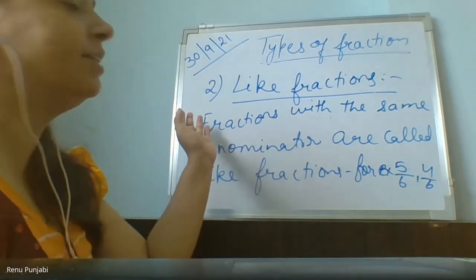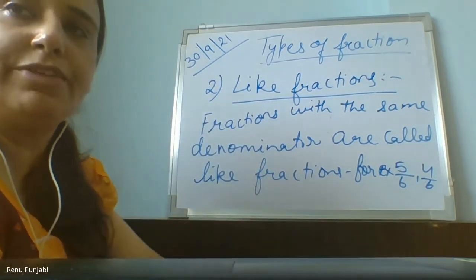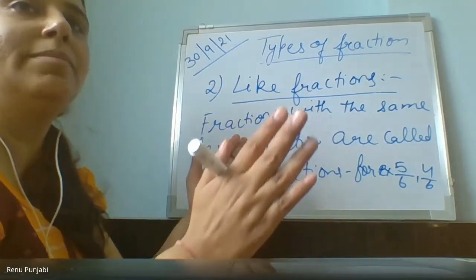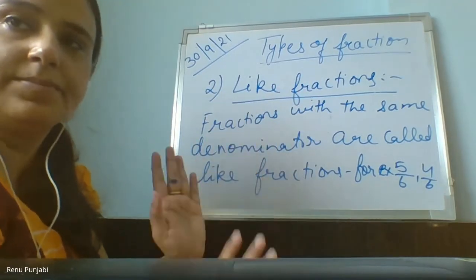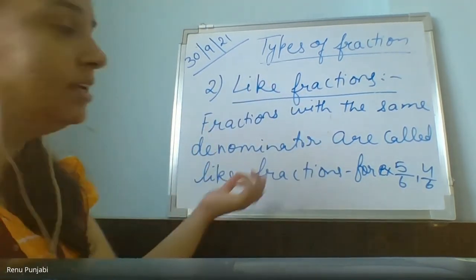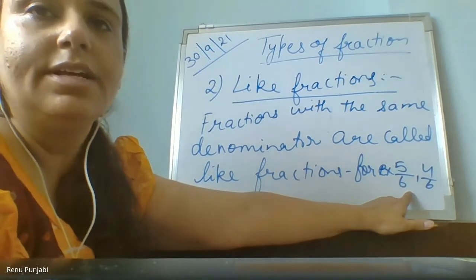Opposite to it will be unlike. Fractions with the different denominator are the unlike fractions. Unlike fraction. Like का मतलब क्या होता है? एक जैसे. Here the like means similar. And which fractions are similar? Those who have the same denominator. They are the like fractions.